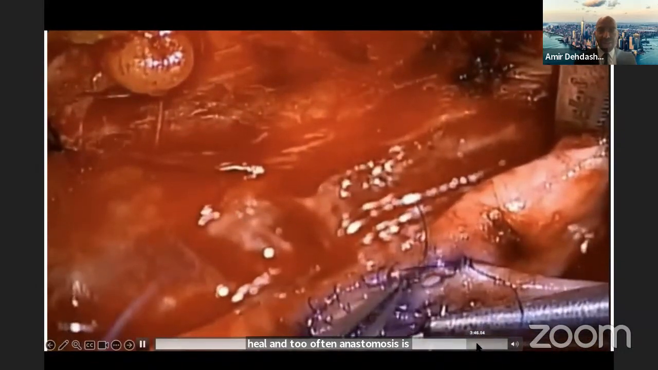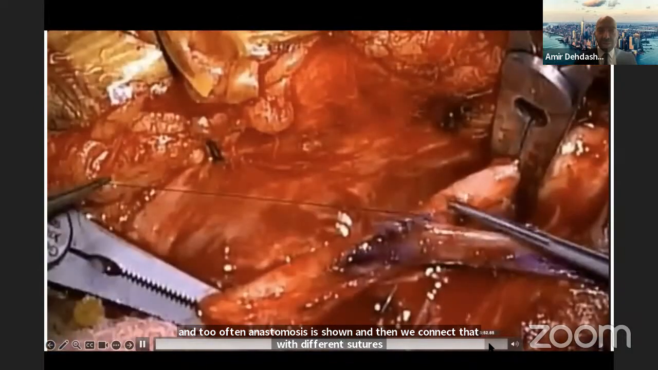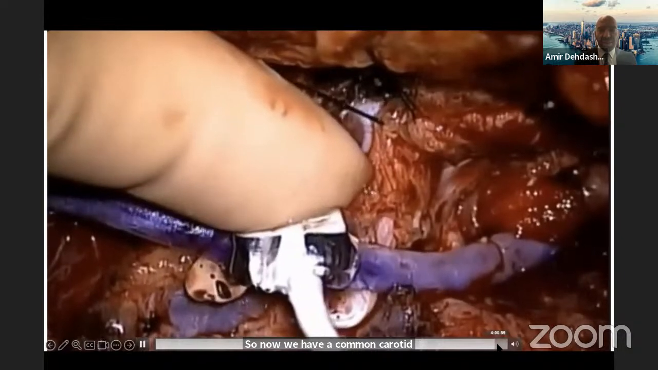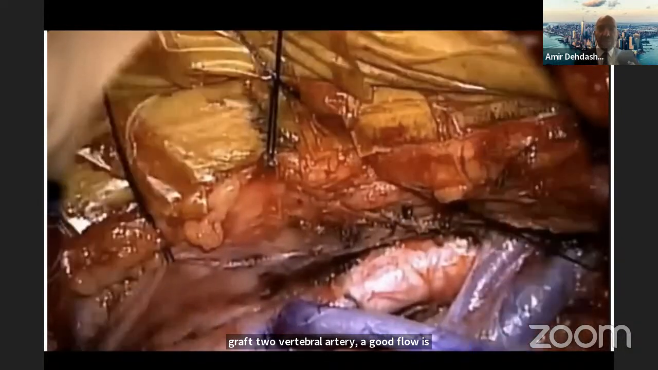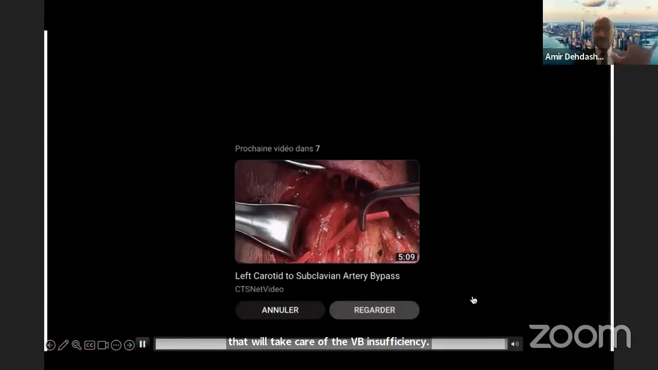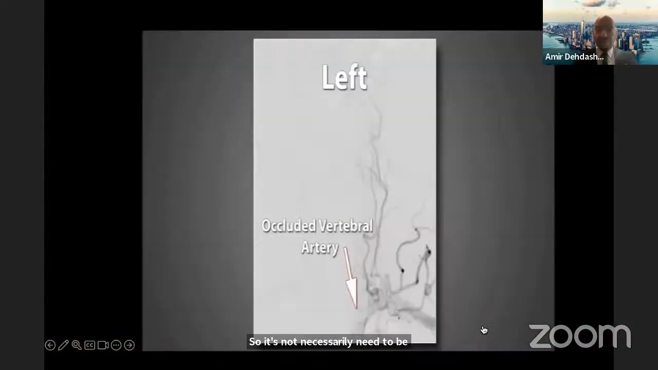So now we have a common carotid to graft to vertebral artery bypass, a good flow is noted, and that will take care of the VB insufficiency. You can also do that to the ECA. So it doesn't necessarily need to be the common carotid, it can very well be the ECA.